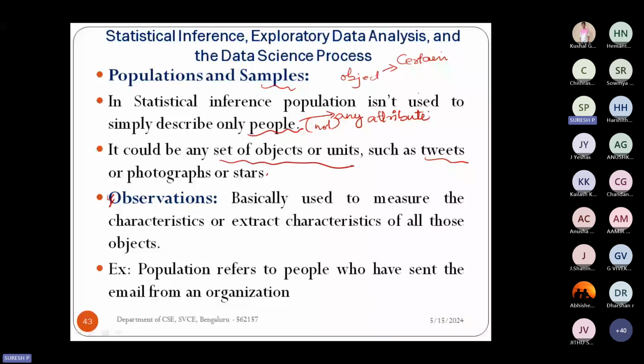Basically we require the observations also. So I have to do the observation. When you talk about observation, what do you mean by observation?